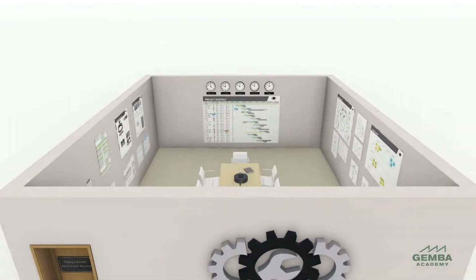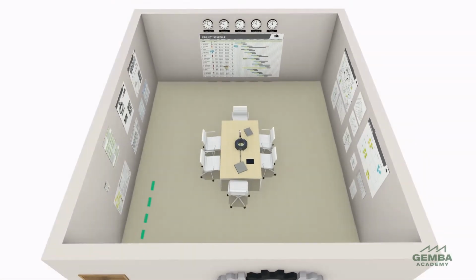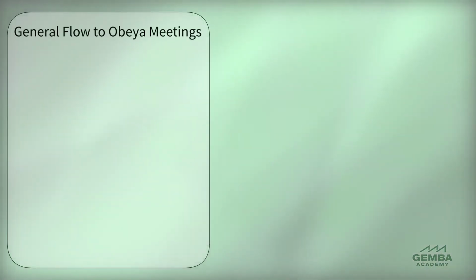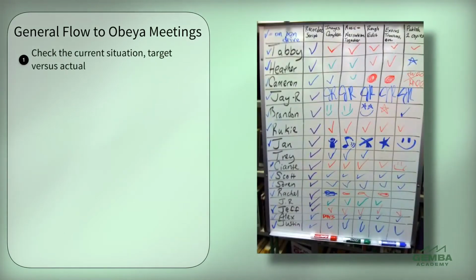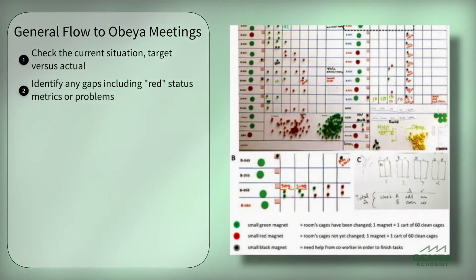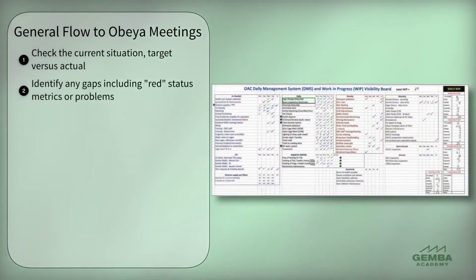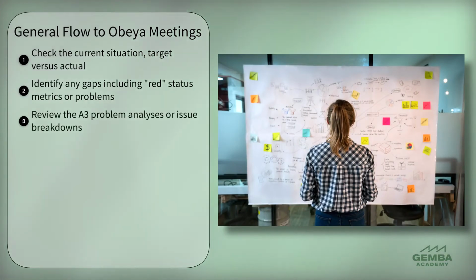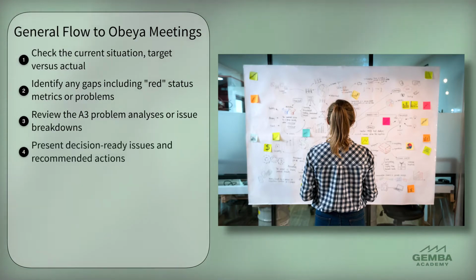If an Obeya has been laid out properly, a meeting leader should be able to walk the group around the room, compare the current situation to the target, and raise the issues that require discussion and decision. A general flow to Obeya meetings proceeds as follows. 1. Check the current situation, target versus actual. 2. Identify any gaps, including red status metrics or problems. 3. Review the A3 problem analysis or issues breakdowns. 4. Present decision-ready issues and recommended actions.